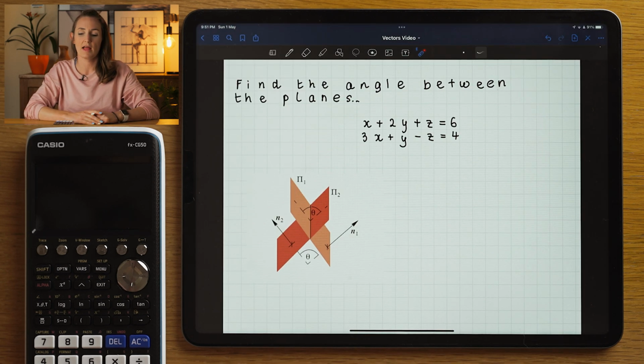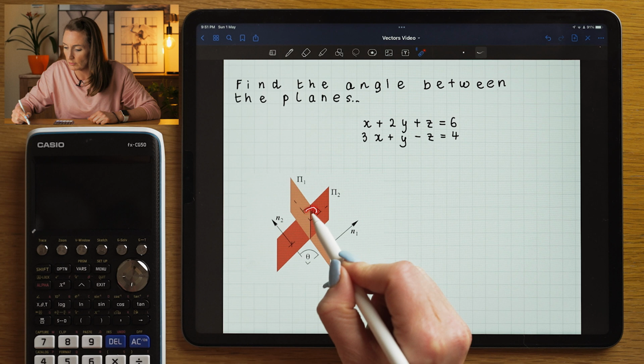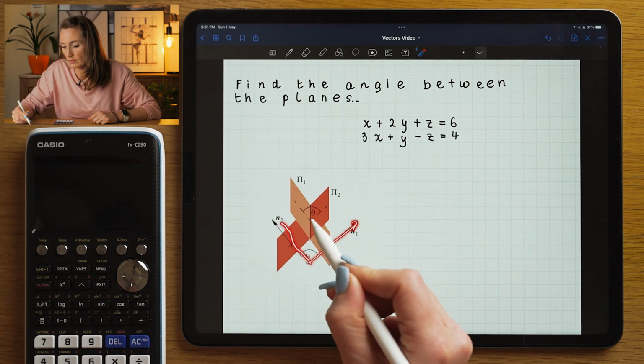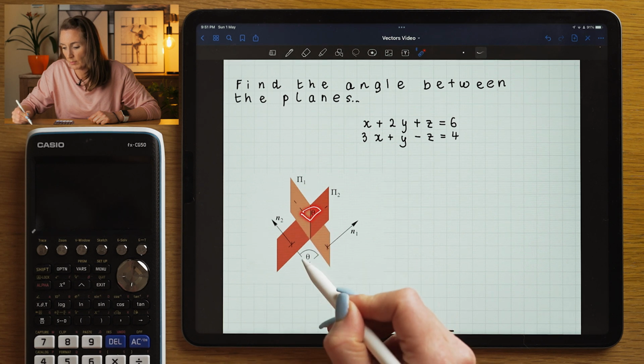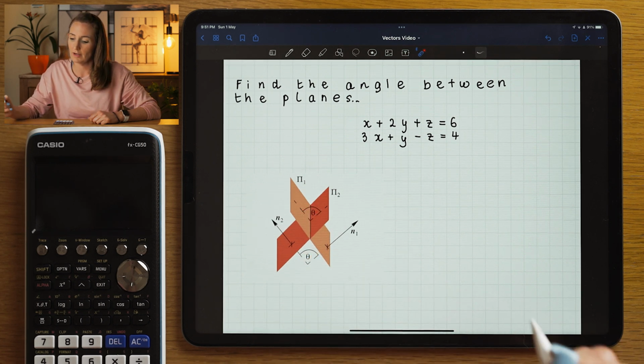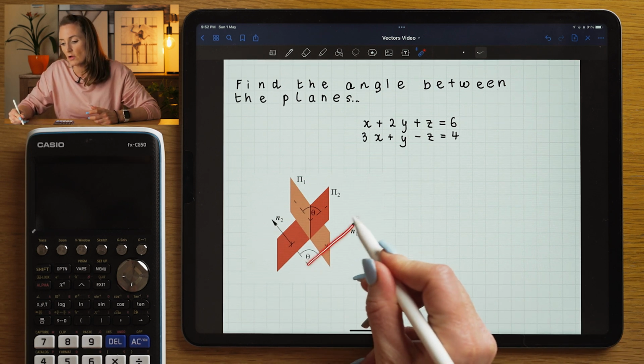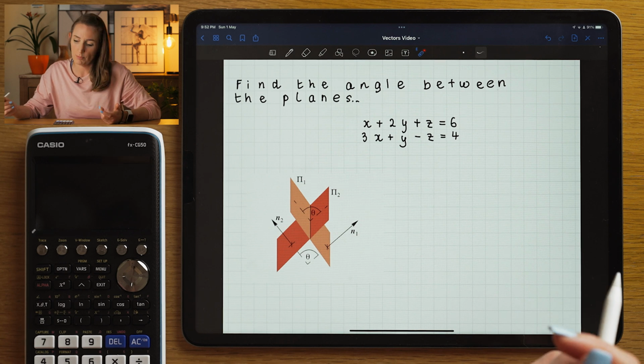It's important to understand that finding the angle between the planes is the same as finding the angle between the normals, that this angle here will be the same as this angle here. And that makes our life a lot easier, because in order to find the angle between two vectors, we already know that we can use the dot product.